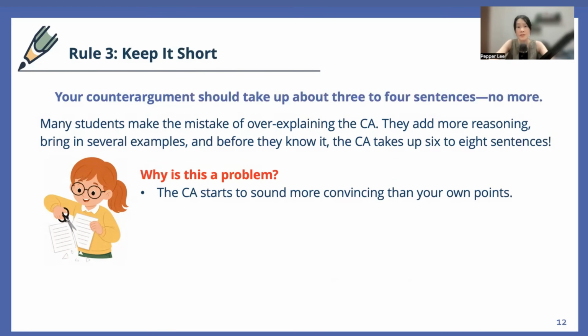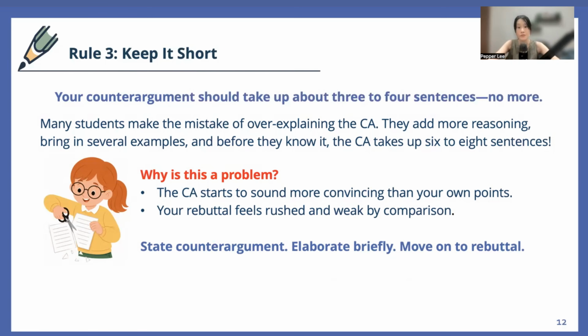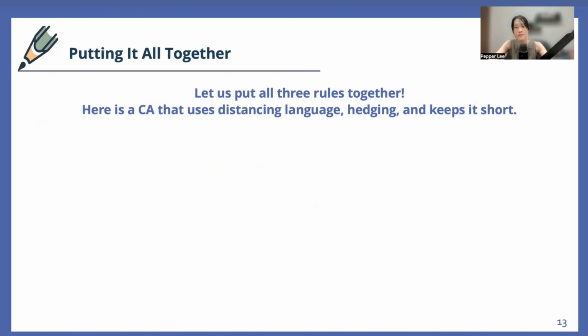So why is this a problem? Because you don't want the counter-argument to sound more convincing than your own points. And if you allocate too much time to the counter argument, you may not have enough time for your rebuttal, which will then sound weak by comparison. So what you do is state the counter argument, elaborate briefly, and move on swiftly to the rebuttal. Now let's put all 3 rules together. So here's a sample of a counter argument that uses distancing language, hedging phrases, and keeps it short.